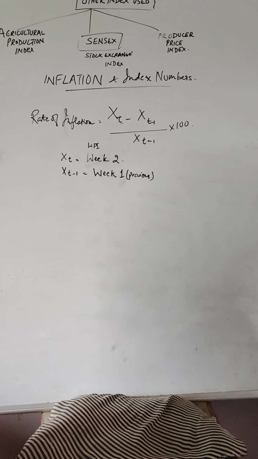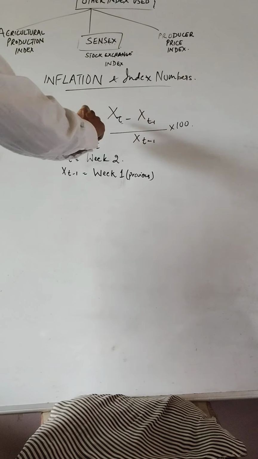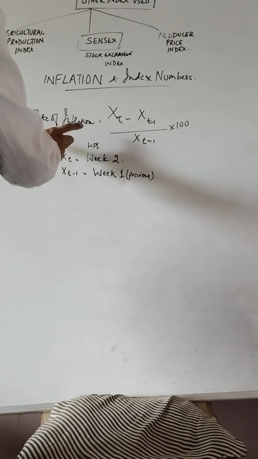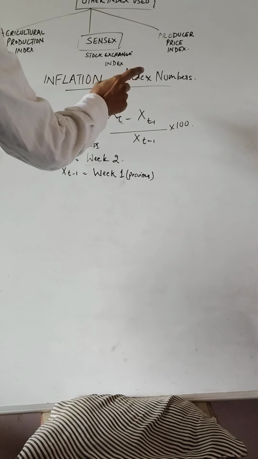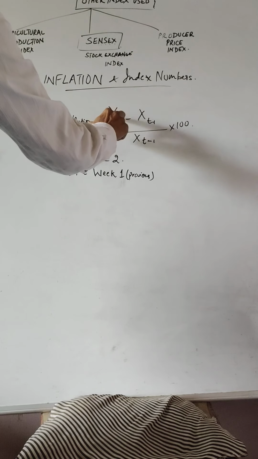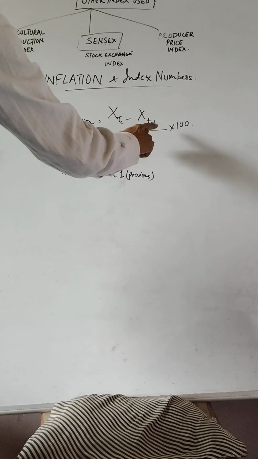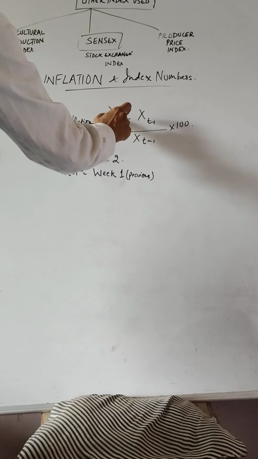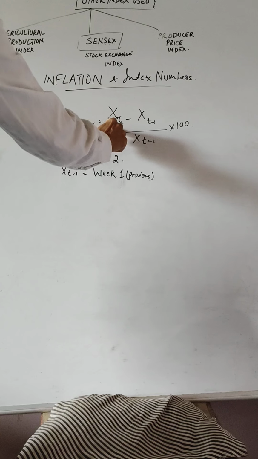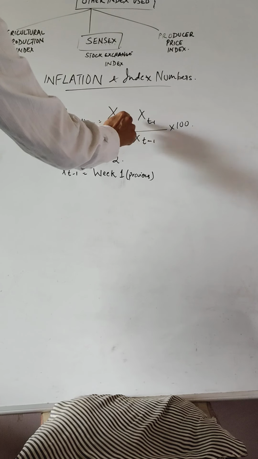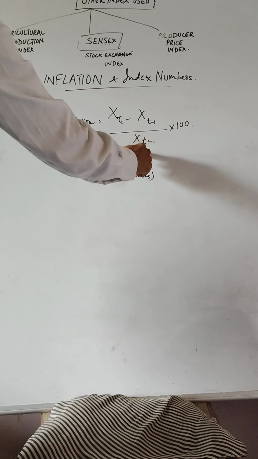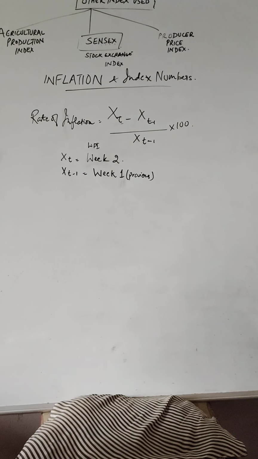So again, this is what we'll be doing. Inflation. What is inflation? Continuous rise in prices is known as inflation. And how do you calculate the rate of inflation? It is xt minus xt minus 1 upon xt minus 1 into 100. So xt is the last week, that means week 2, minus the previous, t minus 1 is the previous week, divided by the previous week into 100, and you will get the rate of inflation therein.